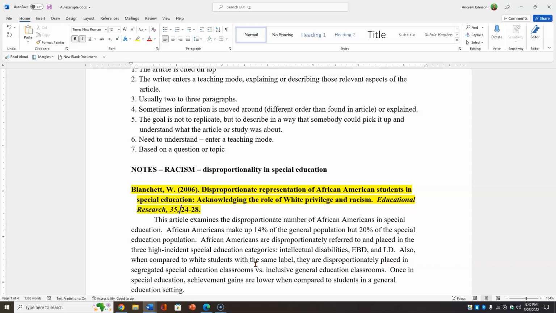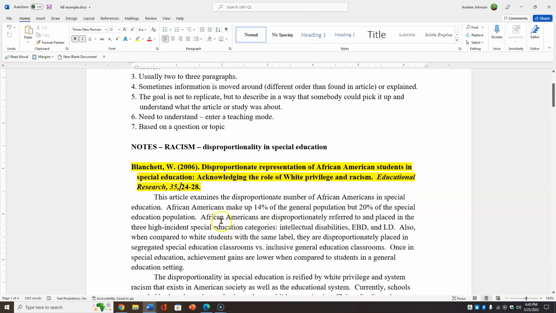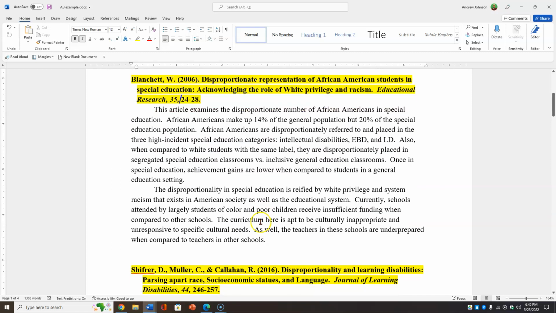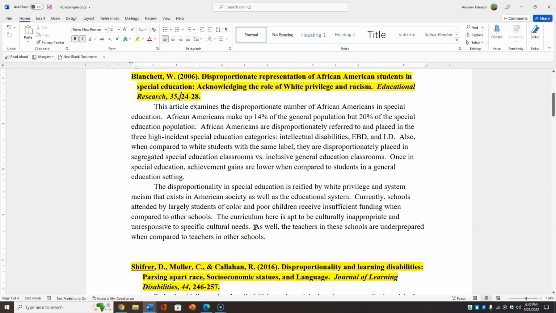All right, so you need to first understand exactly what it says, and that's why you have to read critically and take good notes. Enter a teaching mode, and you should include just the information based on the topic or question. So based on my topic, disproportionality in special education, I included only that information.